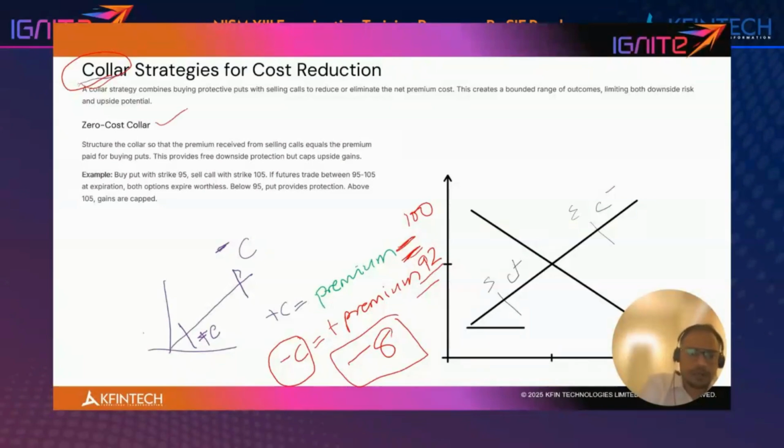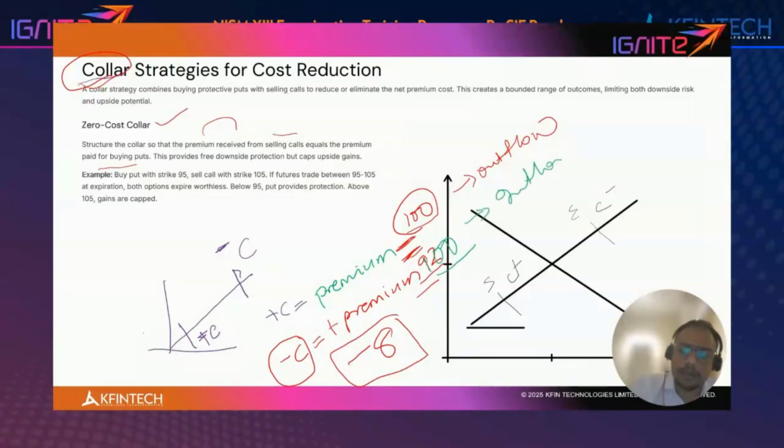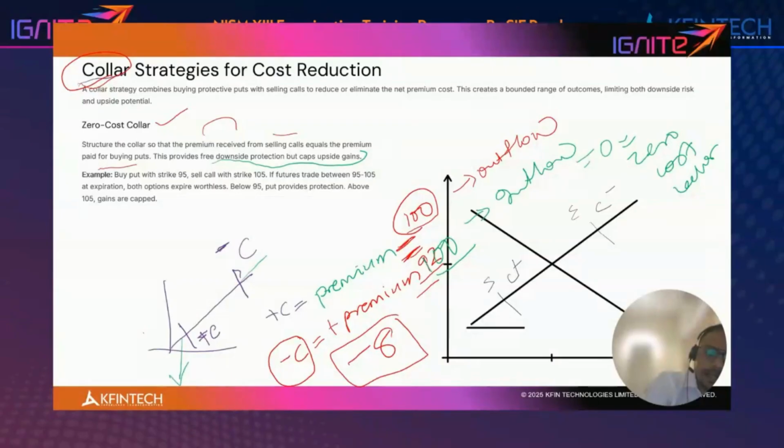So zero cost collar, so that the premium received from selling calls equals the premium paid for buying puts. In this case, suppose I find a call option which is 100 rupees as an outflow when I buy the call option. And surprisingly, I'm also getting 100 rupees as an inflow when I'm selling the call option. So 100 goes to 0. Hence it is known as a zero cost collar. This provides free downside protection but caps upside gains. So your downside is protected, but your gains are also capped because you are expecting a range bound movement.